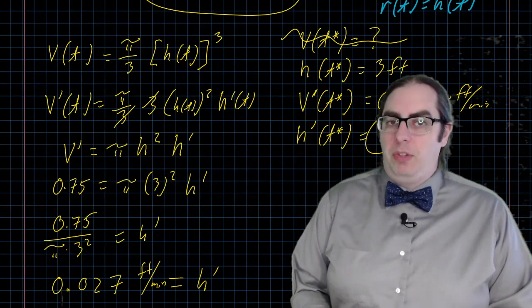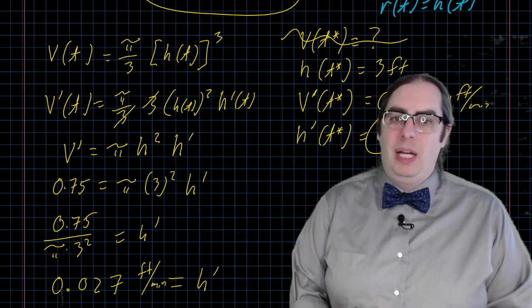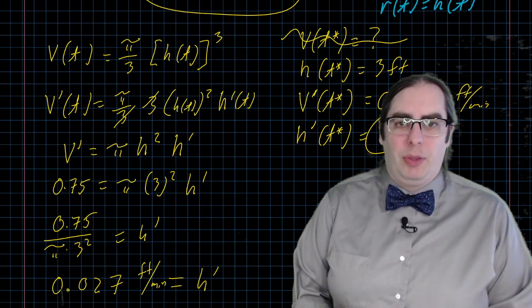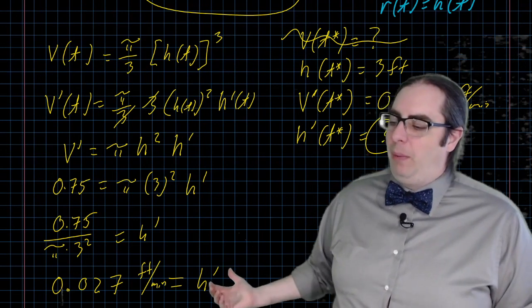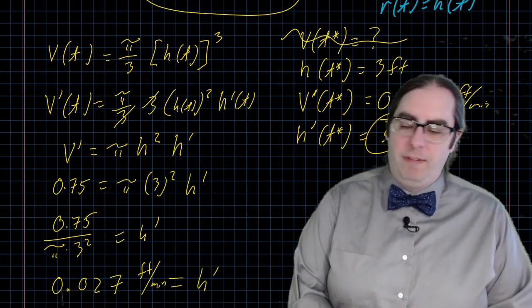But that's not what I was asked for. What I was asked for is just to find the value. I'm going to use the units that we were talking about throughout the problem. This is how I would respond on an exam or something like that, 0.027 feet per minute.